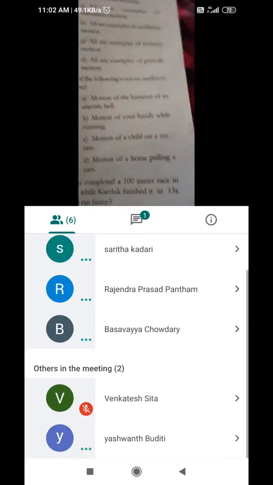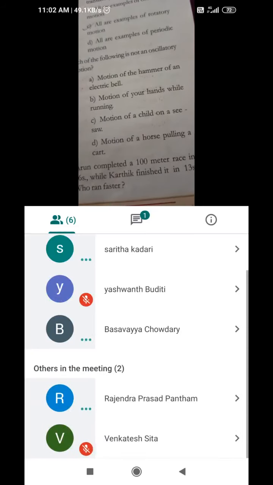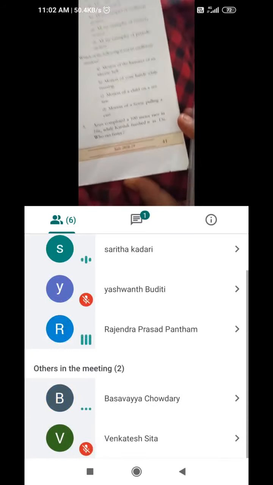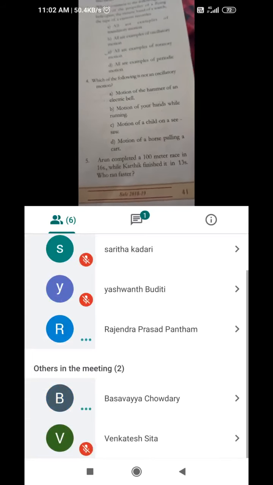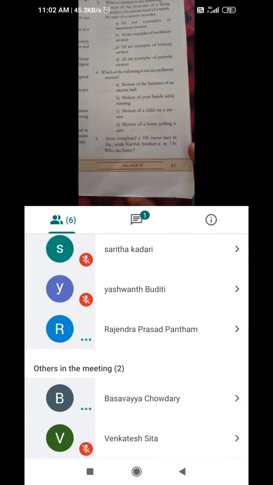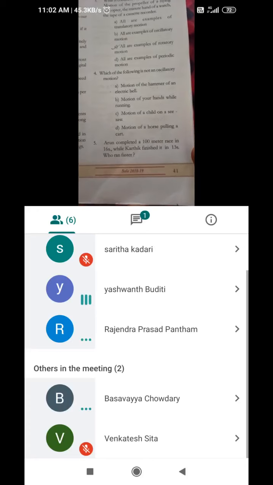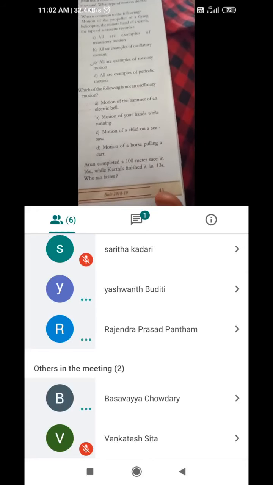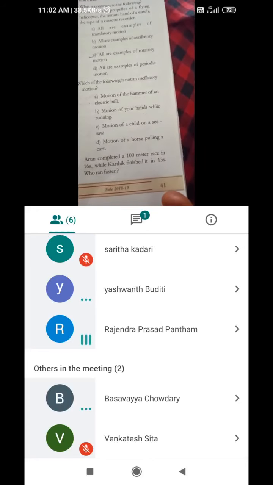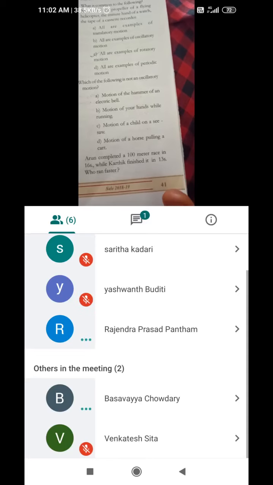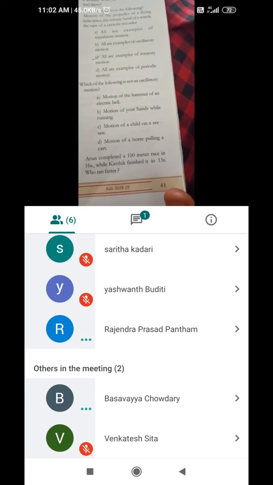Rotatory, Nana, spinning top, rotatory. Spinning top. Boomerang. I don't know about that. What is that?